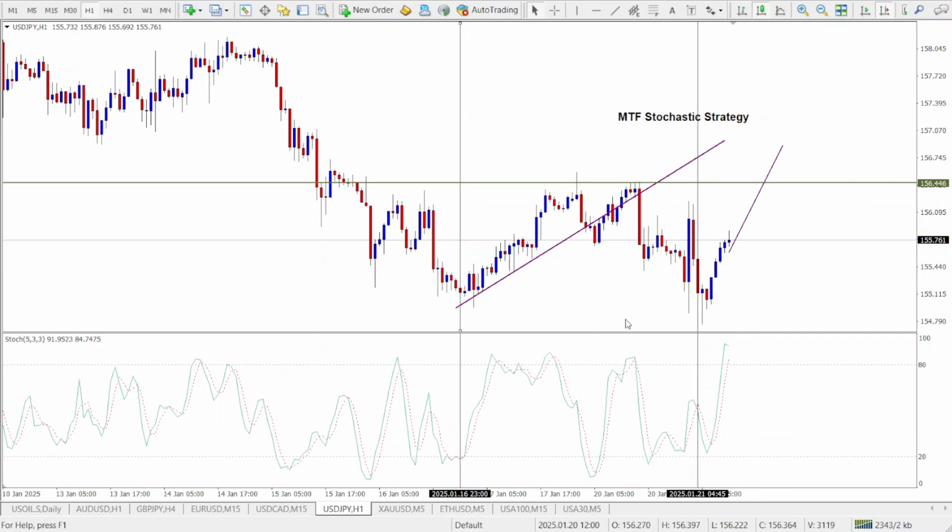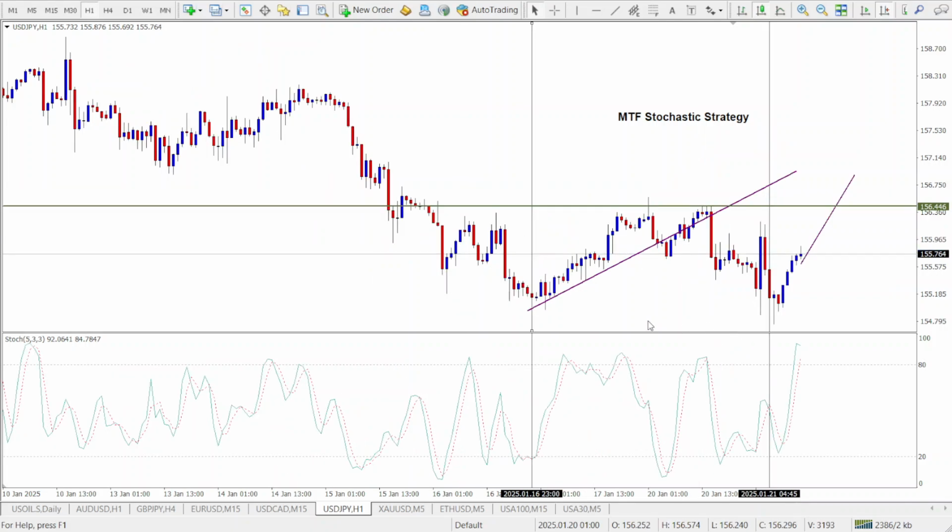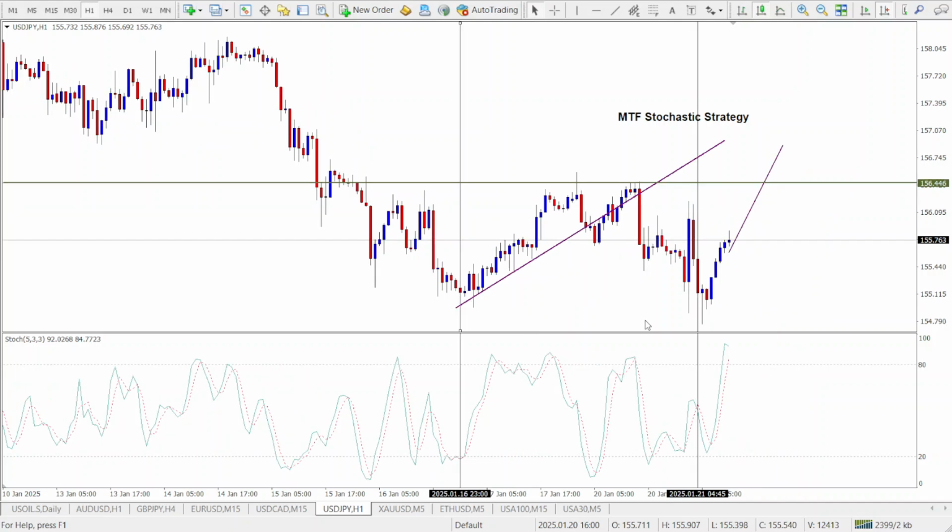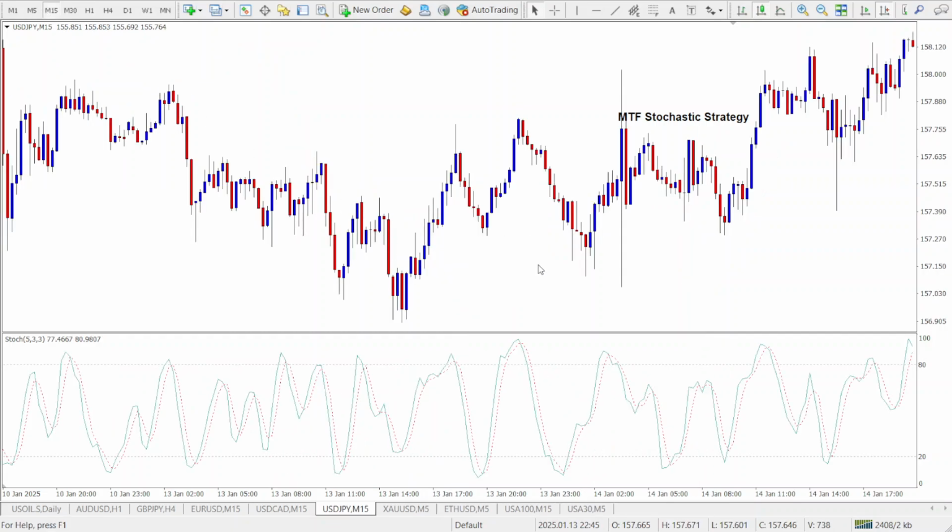The stochastic oscillator can help you pinpoint entry points, while this multiple time frame approach ensures you are trading with the trend and not against it. Now let's talk about some tips to make this strategy work even better for you. One thing to keep in mind is that no strategy is perfect. The MTF stochastic strategy works best when the higher time frames are in agreement with the lower time frames, but sometimes there might be slight mismatches.